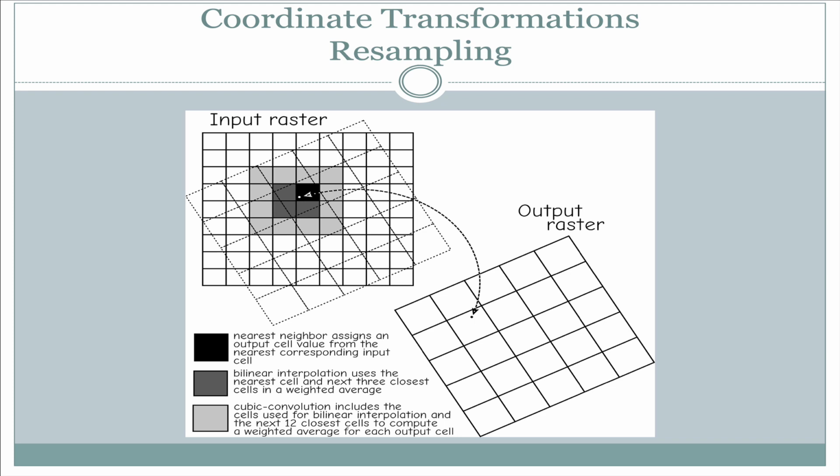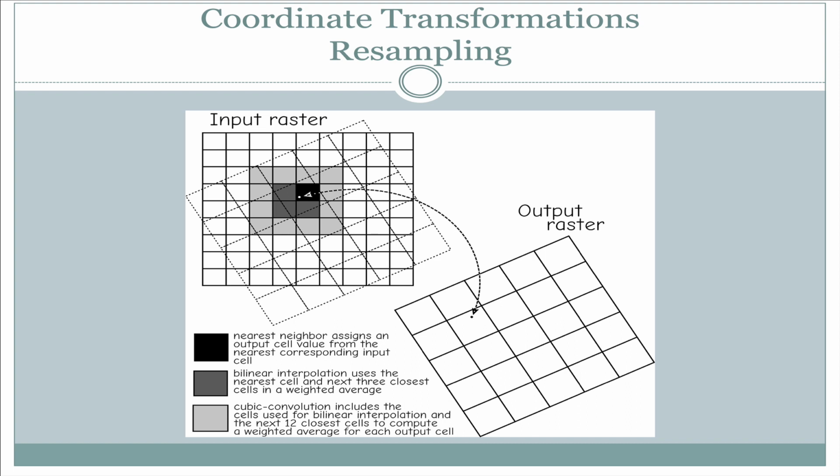Vector data is easier to go through these coordinate transformations than raster data, because with raster data, each one of those grid cells has to get a new grid cell value after the transformation. So in this example here, we see the input raster as solid squares in the upper left, and then we see the output raster in the lower right as these squares that are now at an angle to the slide.